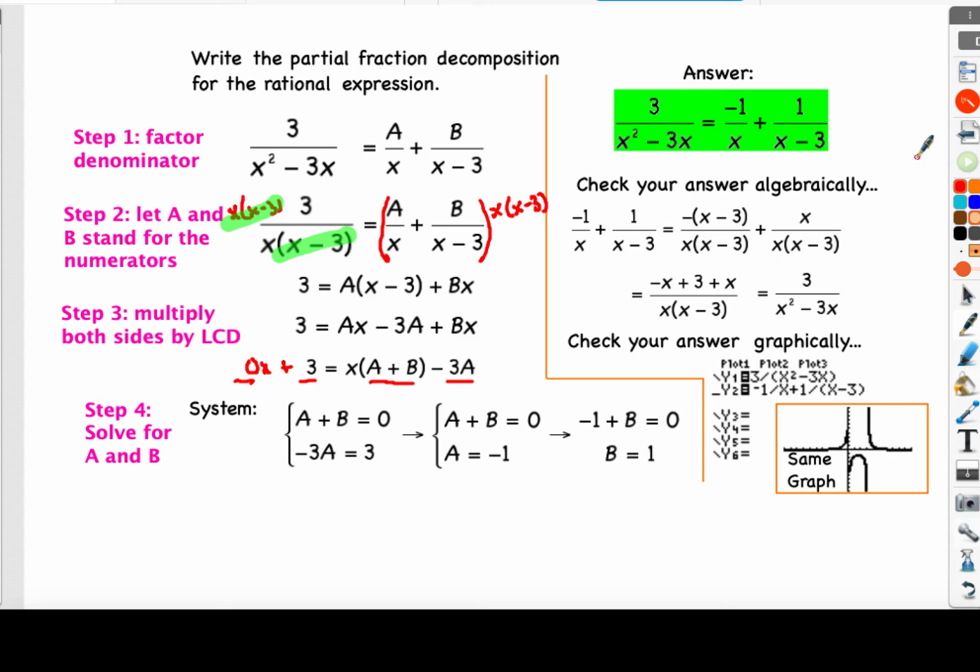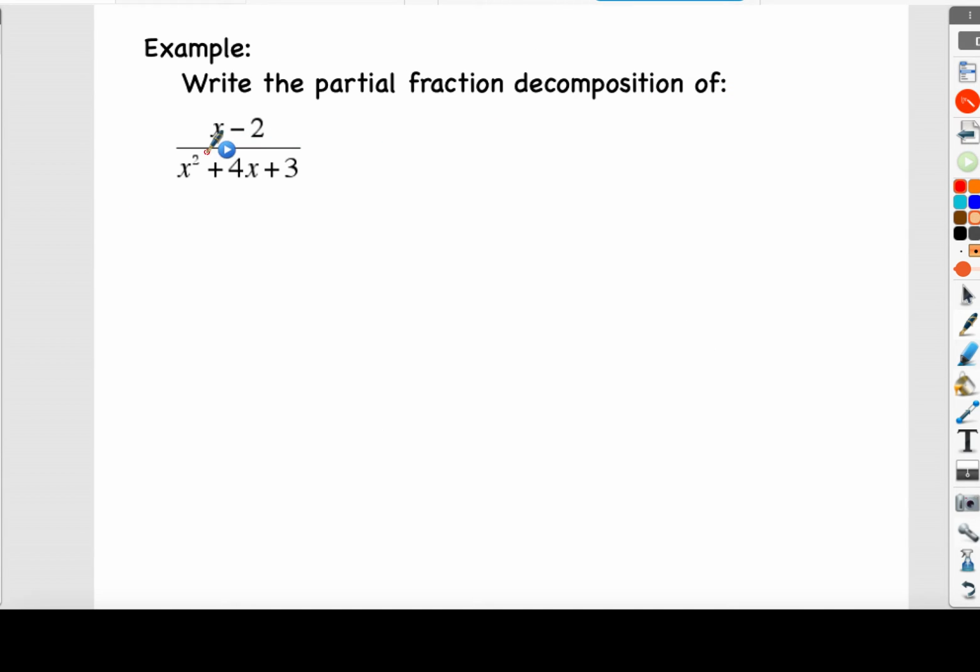I hope that helps you with partial fractions. Again, I'm going to show another example here in just a second. But really, let's go ahead and do that then. So write the partial fraction decomposition of this function. Feel free to pause the video now and you can attempt this problem. First thing that I'm going to do is, again, factor the denominator. And then in that case, let's go ahead and set up our fractions then.